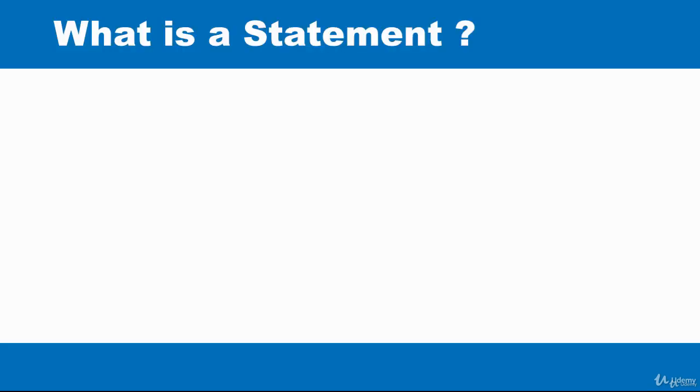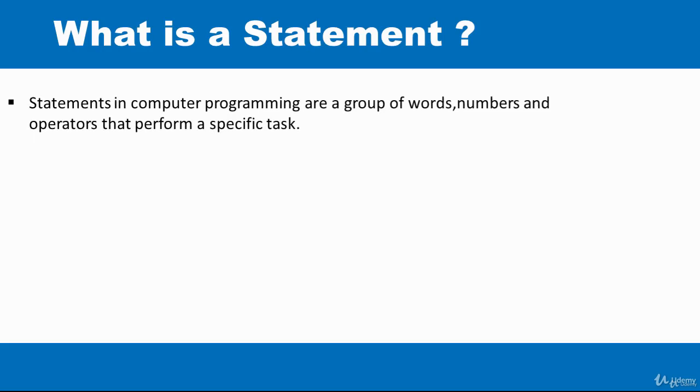Hello and welcome. In this video, I will explain what statements are in computer programming. What is a statement? In computer language, a statement is basically a group of words, numbers, and operators that performs a specific task. Now, this group of words could also include things like comments.